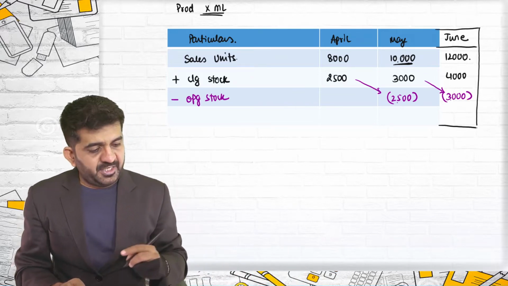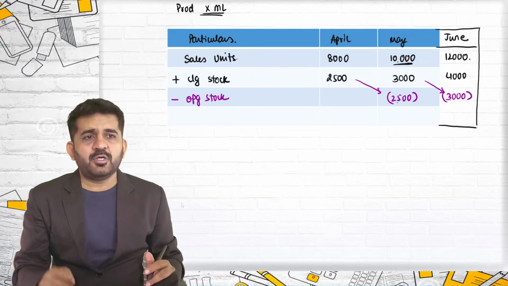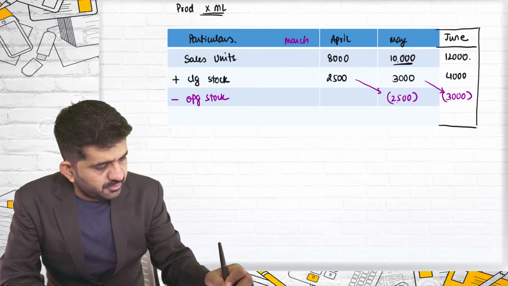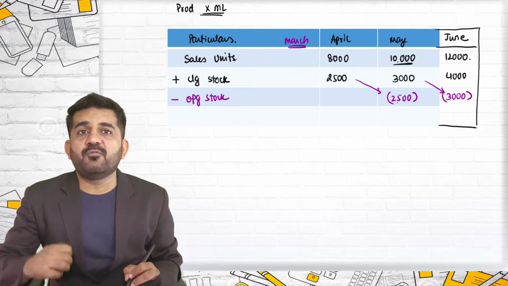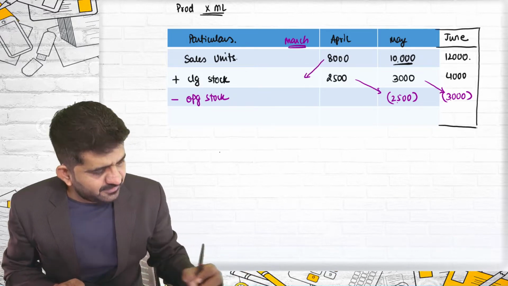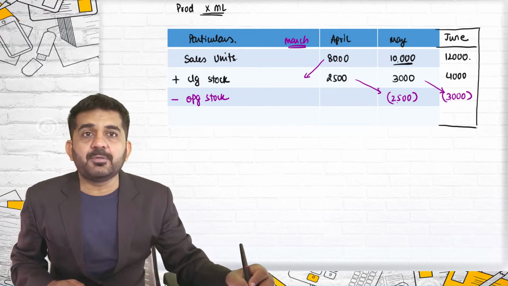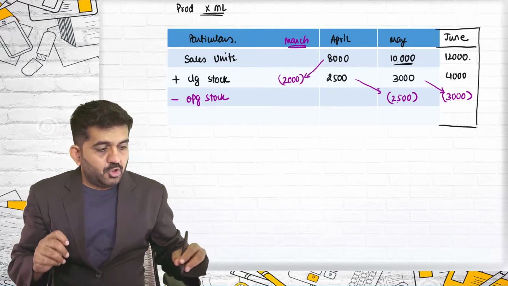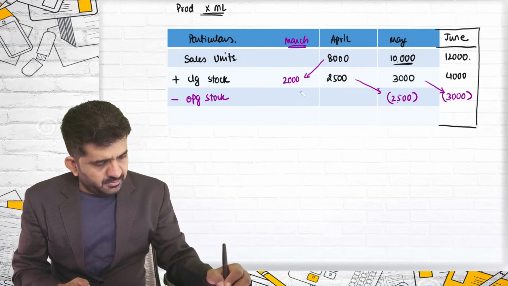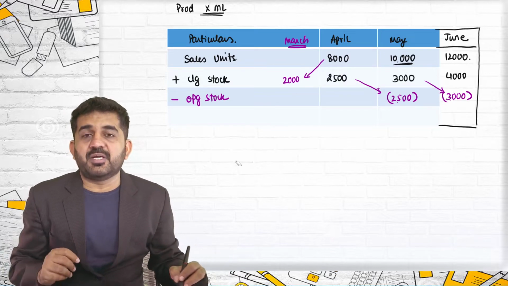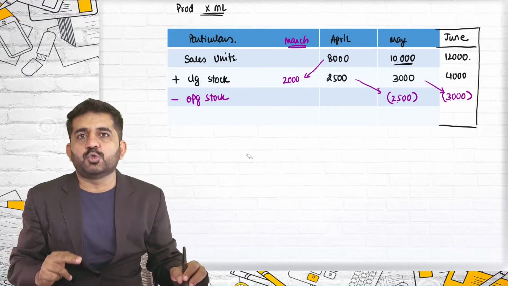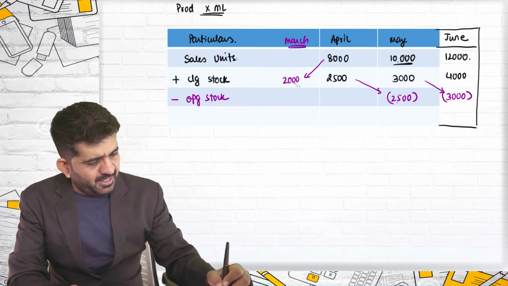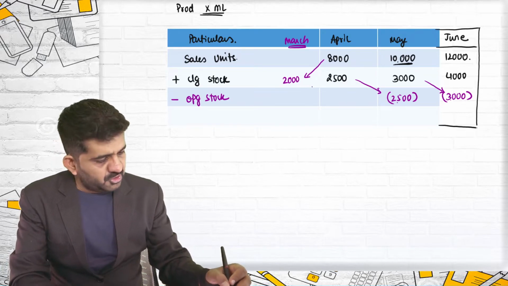How to find out opening stock of April? For that, can I do this? What would be closing stock of March? Closing stock of March would be 25% of this, so 25% of this is 2,000. It will not be negative in this month. I'm not preparing the whole budget for March, but I want closing stock of March so that I can get opening stock of April. So closing stock of March, 2,000, will become opening stock for April.